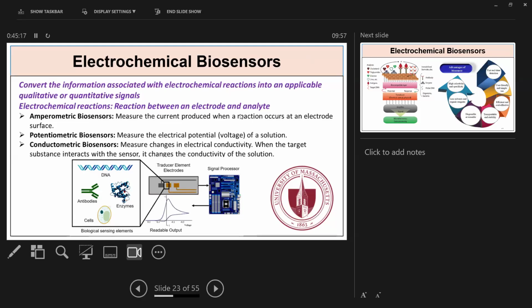And in the lab, we did with the PBS or the saliva or the urine, all those samples can be used as an analyte, right? And there are different types of electrochemical biosensor. It can be an amperometric biosensor, which measures the current produced when a reaction occurs at an electrode surface. A potentiometric biosensor measures the electric potential or the voltage of a solution. A conductometric biosensor measures changes in electrical conductivity. When the target substance interacts with the sensor, it changes the conductivity of the solution.